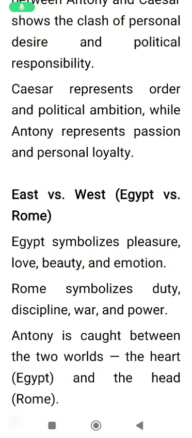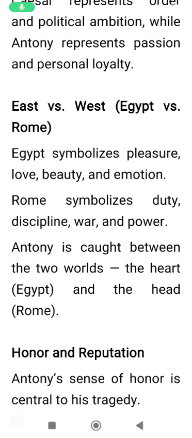So Egypt symbolizes pleasure, love, beauty, and emotion, because that is where Mark Antony goes to seek love. He is treated with grandeur and given an awesome welcome there. Unlike Rome, Rome symbolizes duty, discipline, war, and power. That is what you have in Rome. So the two of them represent two different things. Then Antony is caught between the two worlds, so it's neither here nor there. So the heart of Egypt and the head of Rome. You can see that his heart is in Egypt.